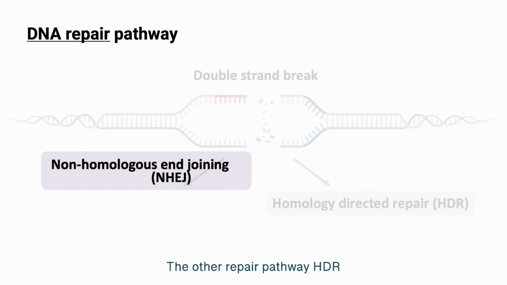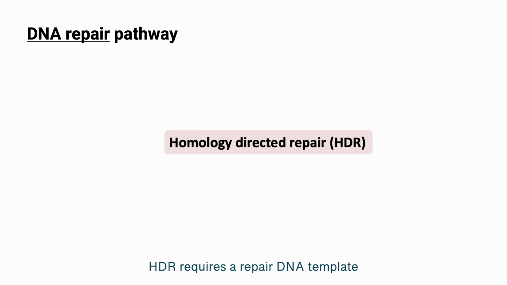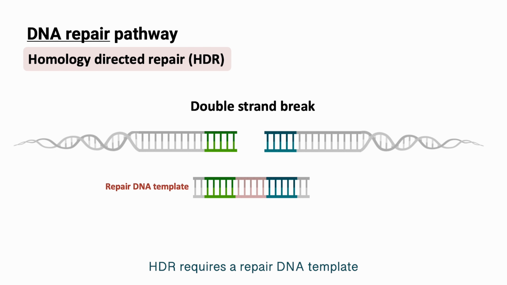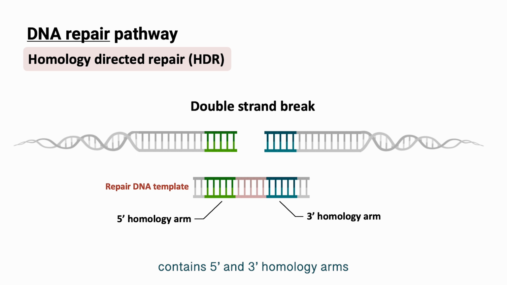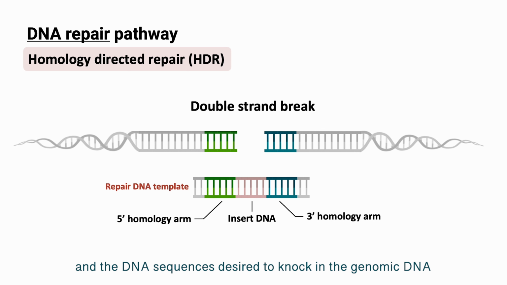The other repair pathway is HDR. HDR requires a repair DNA template. We need to introduce a repair DNA template into cells to achieve HDR. The customized repair DNA template contains 5' and 3' homology arms that are completely complementary to the genomic DNA, and the DNA sequences desired to knock in to the genomic DNA. These sequences are flanked by homology arms.